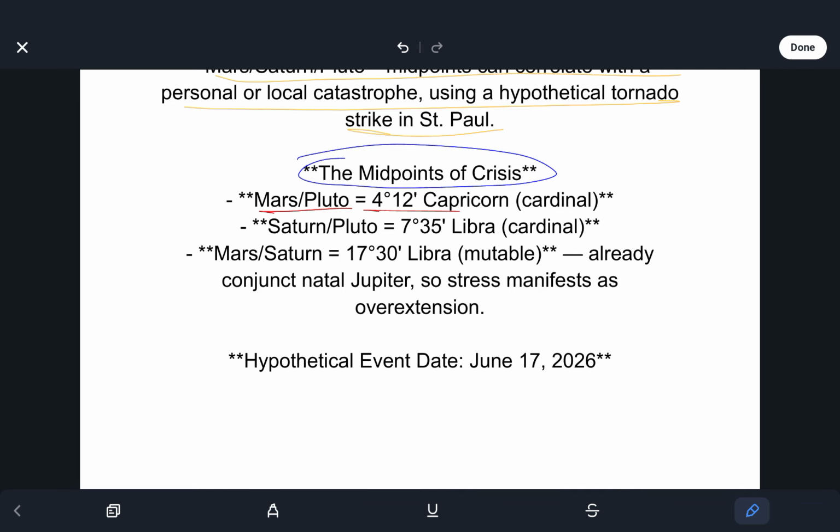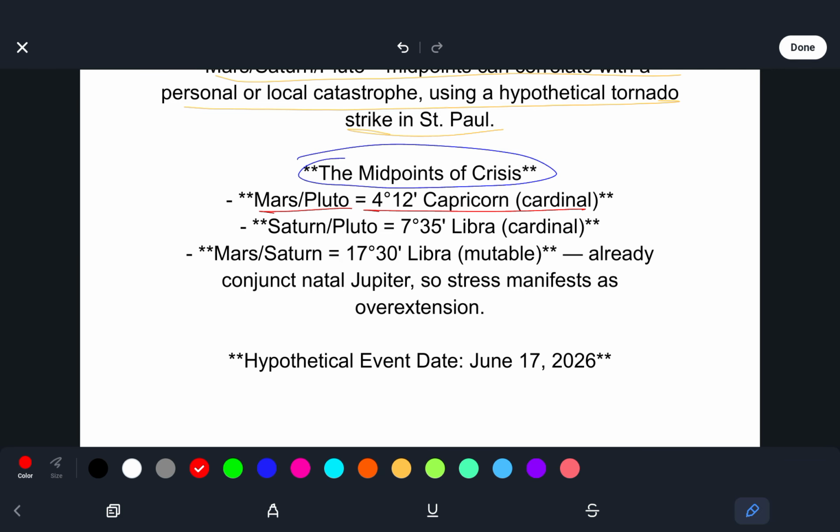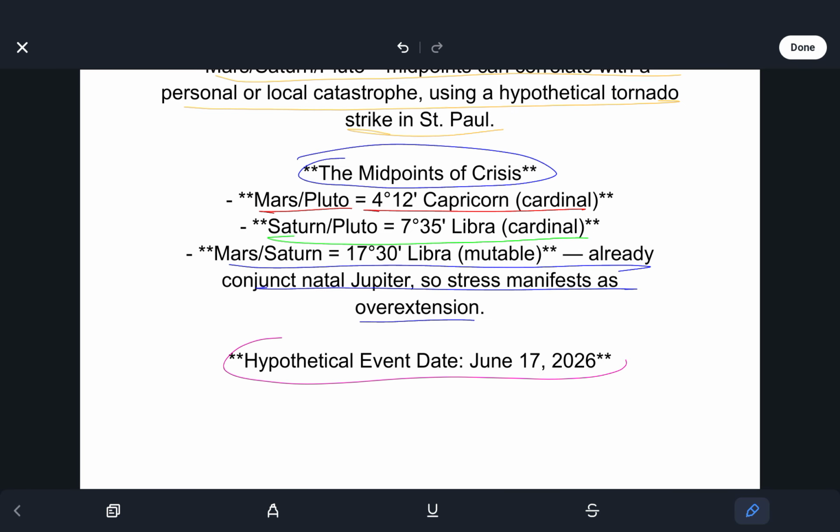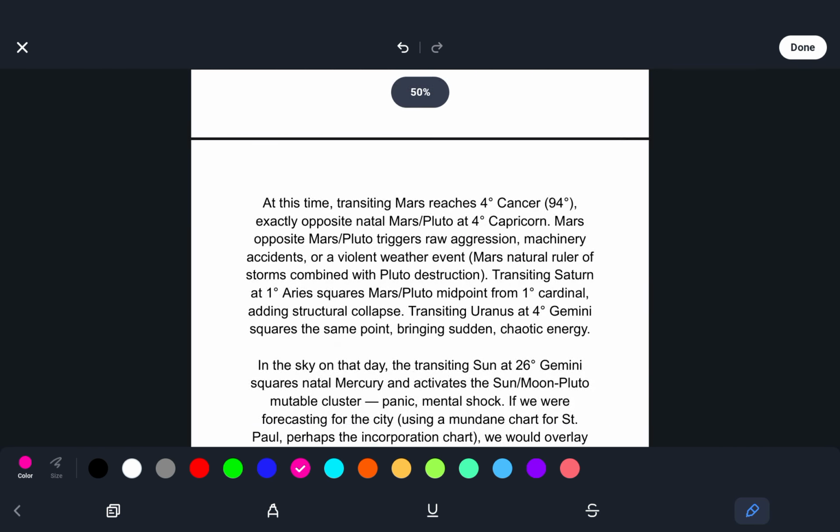Mars-Pluto at 4 degrees 12 Capricorn, which is cardinal. Saturn-Pluto, 7 degrees 35 Libra, cardinal. Mars-Saturn at 17 degrees 30 Libra, mutable. Already conjunct the natal Jupiter, so stress manifests as overextension. And our hypothetical event date is June 17th of 2026.